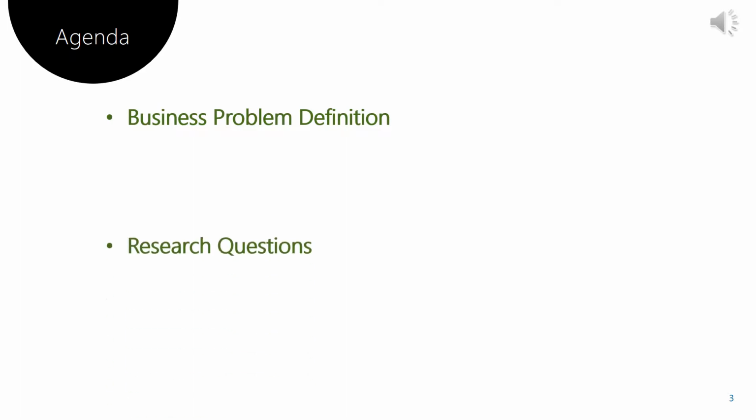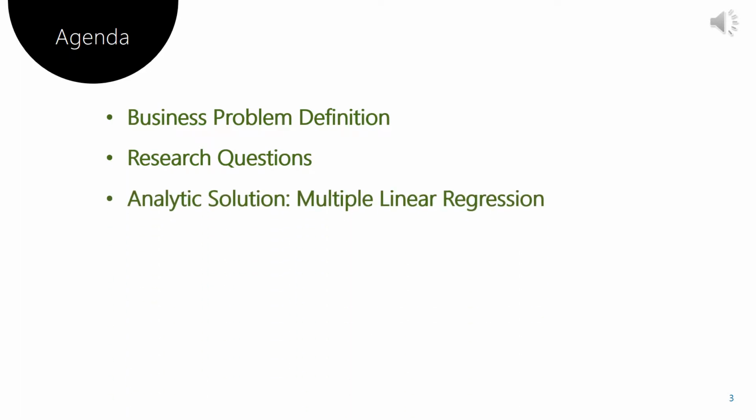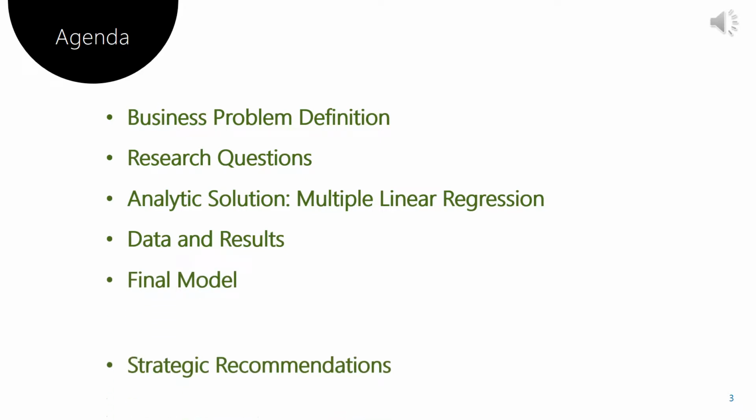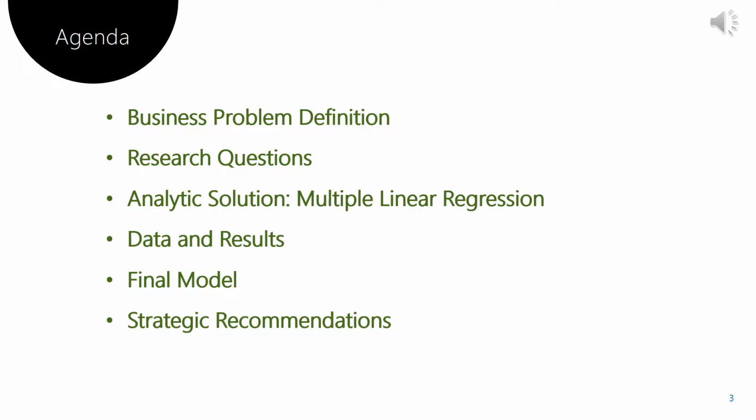For today's agenda, we're going to start by defining the business problem. Then I'll present the research questions that really provide the framework for our analysis. Then we'll talk about the proposed analytics solution, which is a multiple linear regression model. Then I will present the data and the results with visualizations. Then we'll talk about the final model, kind of how all of this comes together. With that, we'll make strategic recommendations. How does all of this apply to the business? And then we'll conclude with final thoughts.